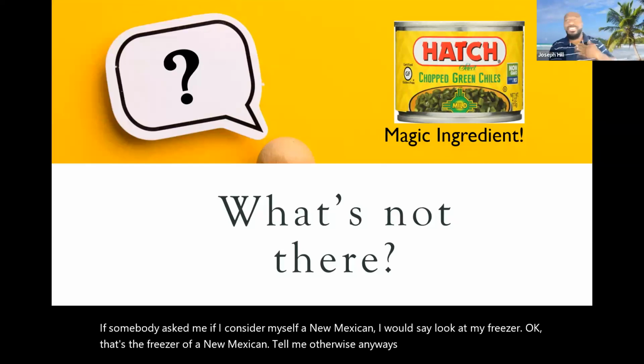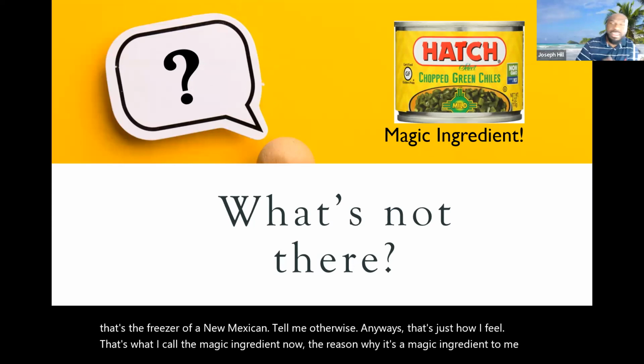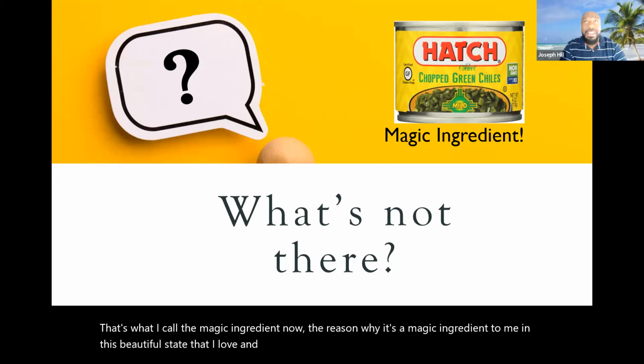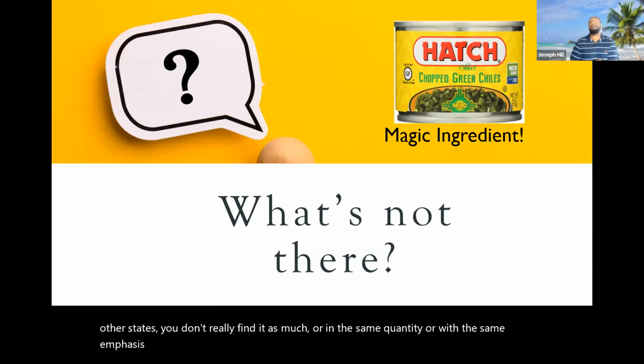Anyways, that's just how I feel. That's what I call the magic ingredient. Now, the reason why it's a magic ingredient to me in this beautiful state that I love and plan on spreading my ashes in is because when you go to other states, you don't really find it as much or in the same quantity or with the same emphasis, right?